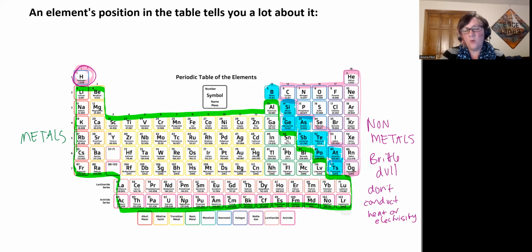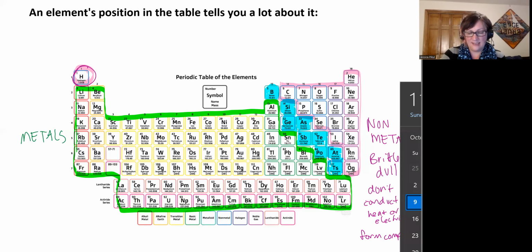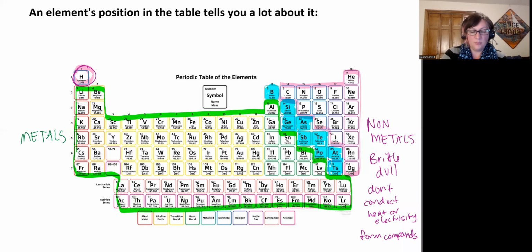And they tend to form compounds rather than exist as just atoms on their own. So usually these elements are bonded together overall. A lot of these are gases at room temperature. One is a liquid, bromine, right here, is a liquid at room temperature.